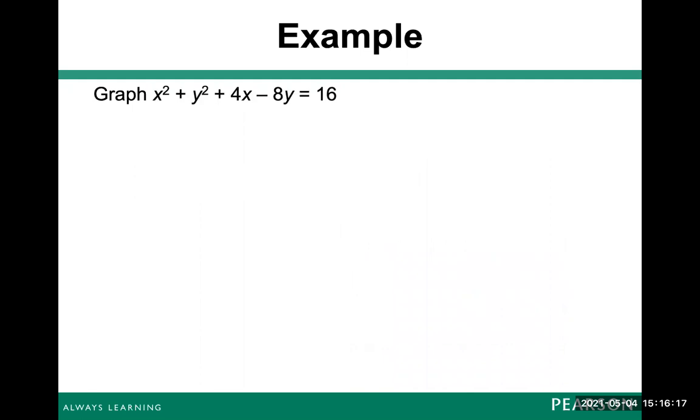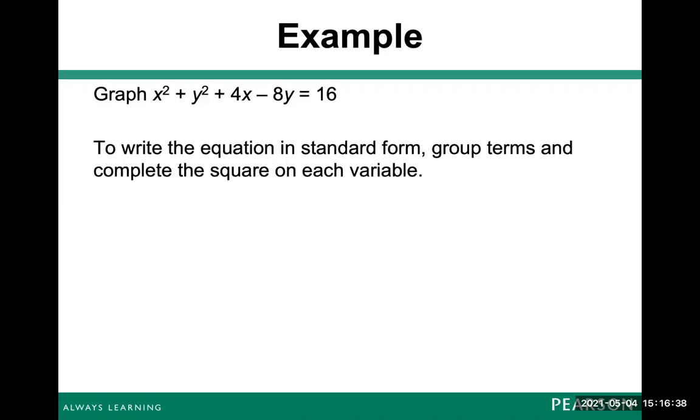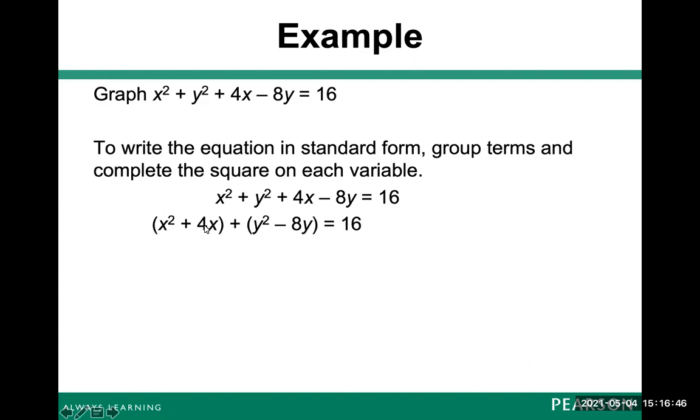They want us to graph x squared plus y squared plus 4x minus 8y equals 16. So I'm happy that we just had that little bit of completing the square practice a few minutes ago, because that's exactly what we need to do to get this in the right form. Okay, so the first thing we'll do is group the terms together, put x's with x's, put y's with y's, and then you have to complete the square on the x and also on the y.